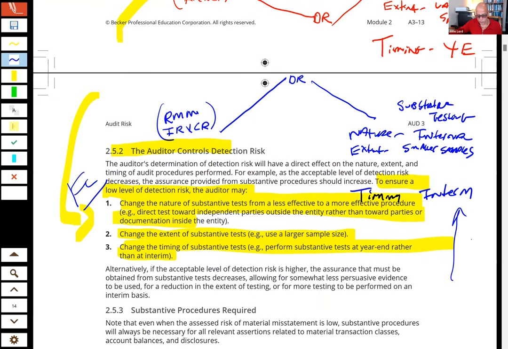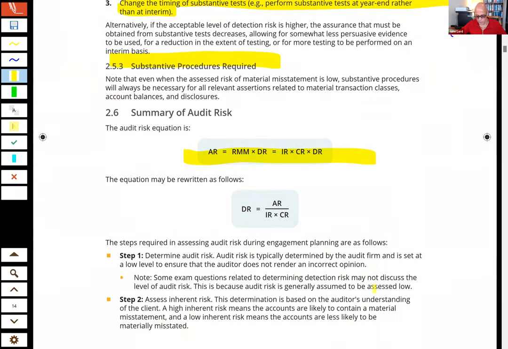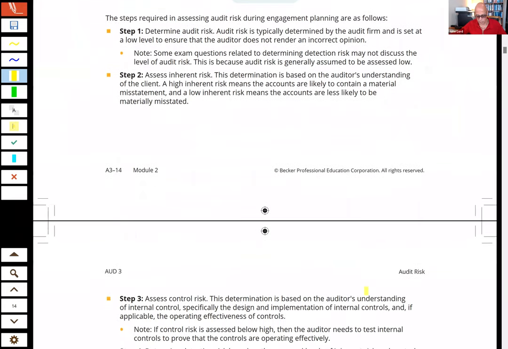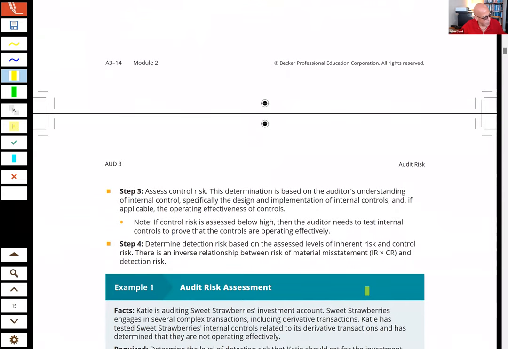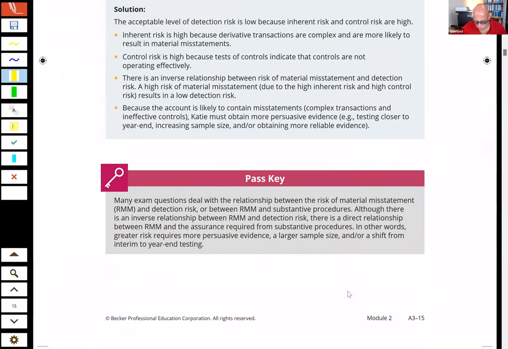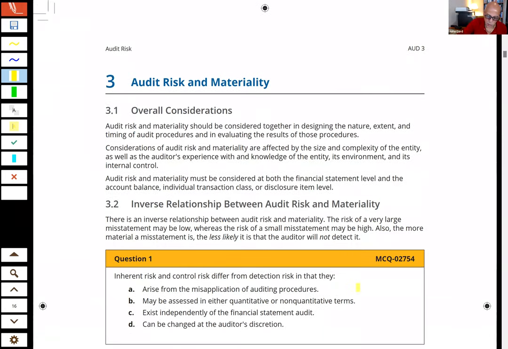Okay, good. And as we've said, substantive procedures are always required, right? You always have to do substantive procedures, and they give us the audit risk formula there. And I don't know why they start deriving it and dividing it. I think they got a little full of themselves there where they started kind of just playing mathematic games with this. Okay, good.